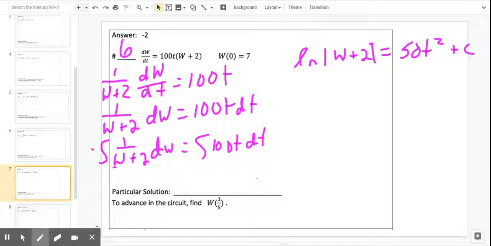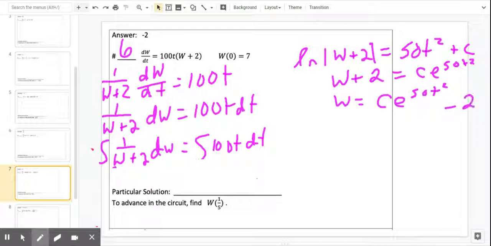So we'll do e on both sides. I'm going to skip a step here. So we're doing e, so that cancels out the natural log, equals c e to the 50t squared. So I skipped a step here. The e cancels out the natural log, and I took the e of both sides, but we're thinking a step ahead, we know that this c is going to come down in front of the e. So that's where that came from. So w equals c e to the 50t squared minus 2. So now we've got the w alone, we've got our general solution.